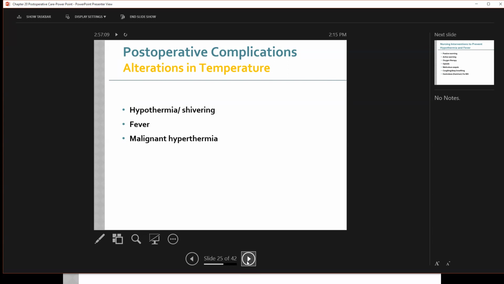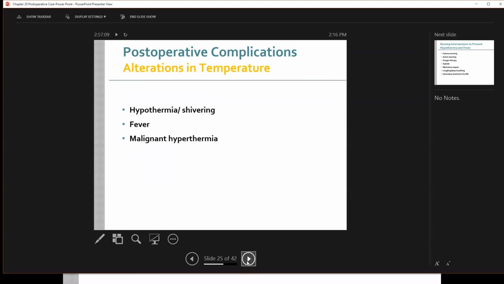Fever is often related to infection and may occur at any time during the postoperative period. Wound, respiratory, urinary tract, and IV sites are the most common areas of infection. Malignant hyperthermia, MH, is a muscle metabolism disorder. It is triggered by general anesthetic agents.